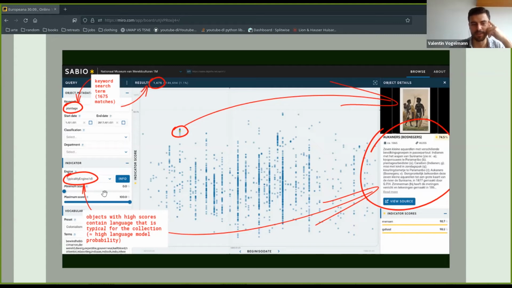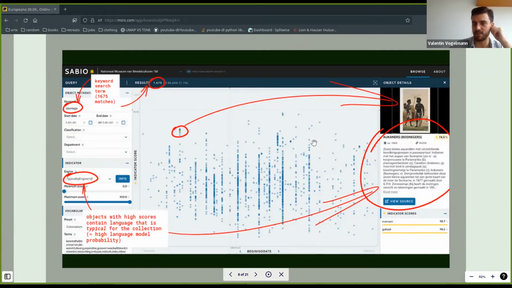So how do we do this? We have a bunch of algorithms. This one is the so-called Typicality Engine. It does something with probabilities. It's not that important right now. What's important is that it scores each object, and then, as I said, puts it on this y scale. As you can see, for instance, here, this is one of the problematic terms that also appears in the Words Matter publication. This object receives a relatively high score because apparently its language is typical for the collection.